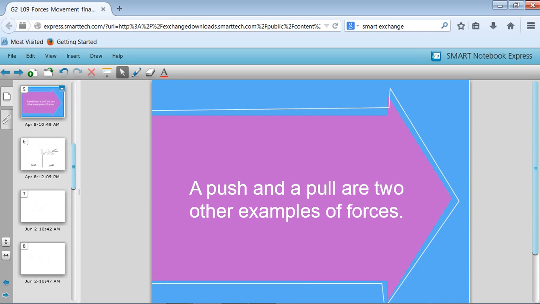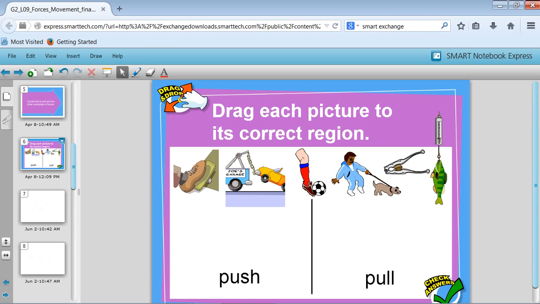So we'll come to the next slide, which shows some more information for the students, which is that a push or pull are two other examples of forces that they didn't show on that slide. So we'll come to the next slide here, which is a drag and drop activity.